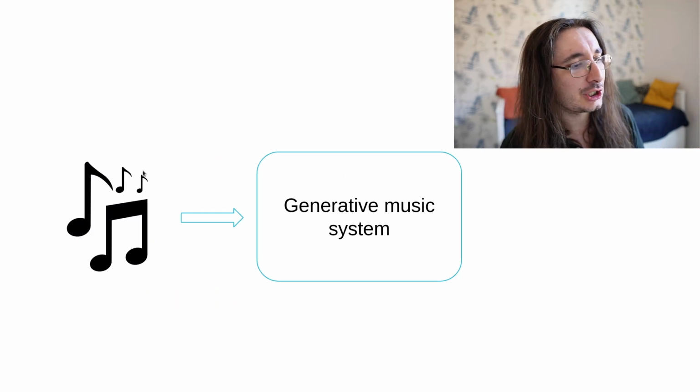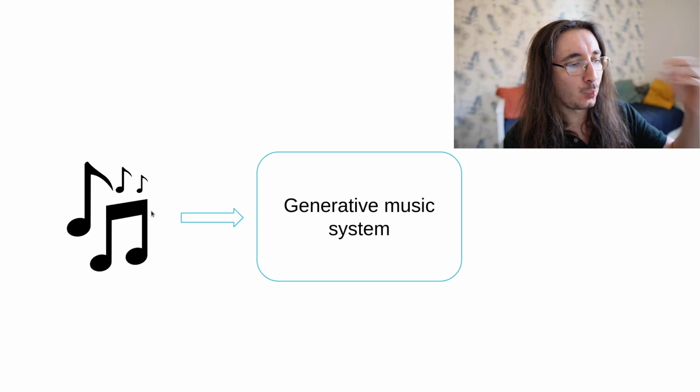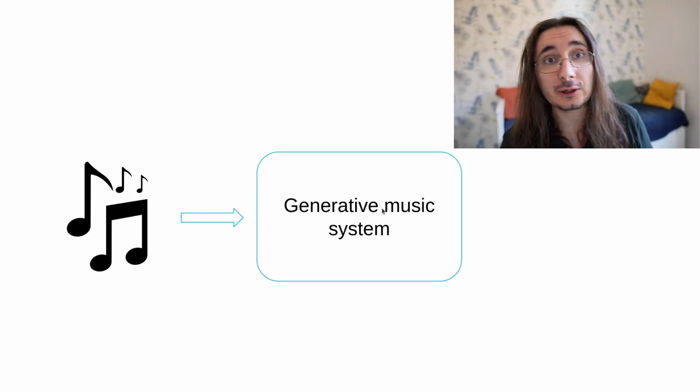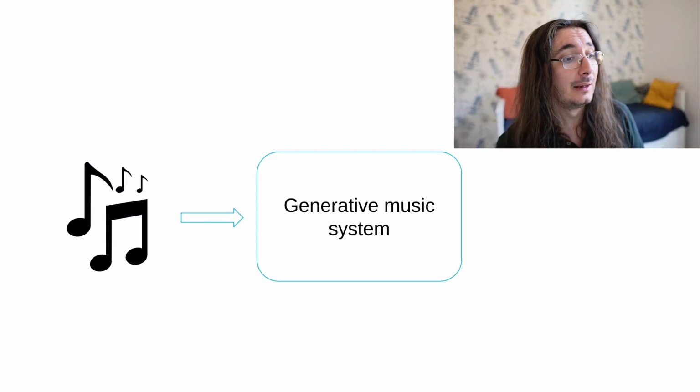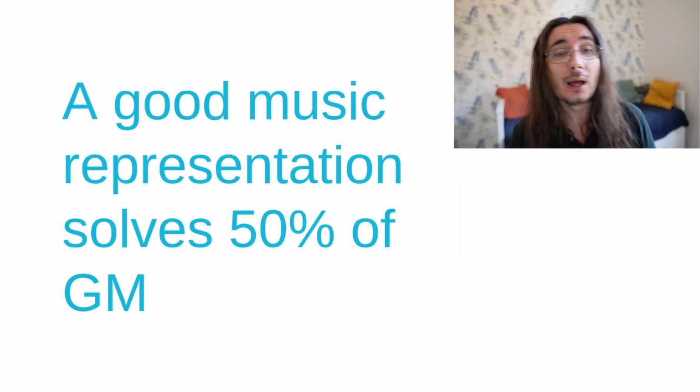So we need to encode music in a way that makes sense, that works when we want to feed it into a generative music system. It could be a neural network, it could be a generative grammar, it could be a Markov chain, it could be whatever, but we need to find a good representation. And why do we need to have that good representation of music?